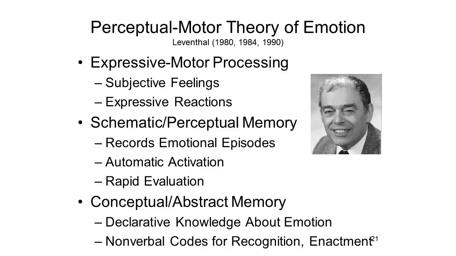Finally, there is a conceptual abstract memory, kind of like semantic memory, which contains our abstract verbal knowledge about emotion. It also contains nonverbal codes for recognizing and enacting emotions, a kind of procedural memory. So emotional states reflect motor responses to situations, but they also reflect cognitive activity. Partly our emotional reactions reflect innate stimulus response mechanisms of the sort postulated by Ekman, and for that matter Tomkins, and partly our emotional life reflects cognitive evaluations of the sort proposed by Schachter and Singer and Ellsworth and Craik. Emotions are not purely physiological, but neither are they purely cognitive.